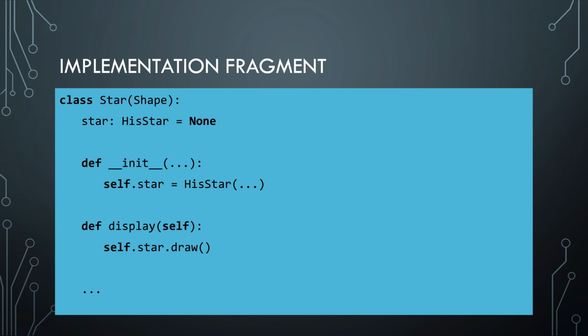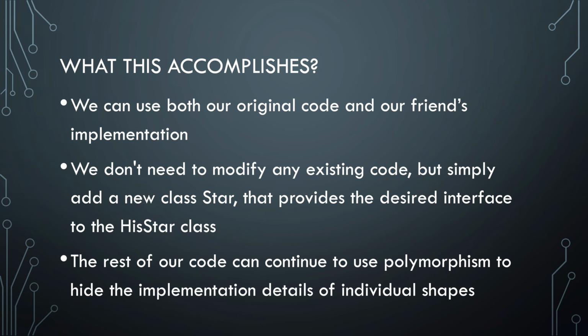This is how the star class would be implemented. It contains a his star attribute, and it translates method calls from what is needed by his star to what is expected by shape. Star has a display method, and that calls the draw method on his star. Because of the adapter, we can use both our original code and our friend's implementation, and we don't need to modify any existing code. We just add a new star class. Star behaves exactly the same as other shape subclasses and can be used in the system without any issues.